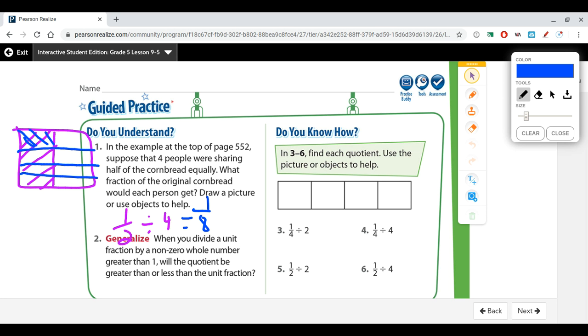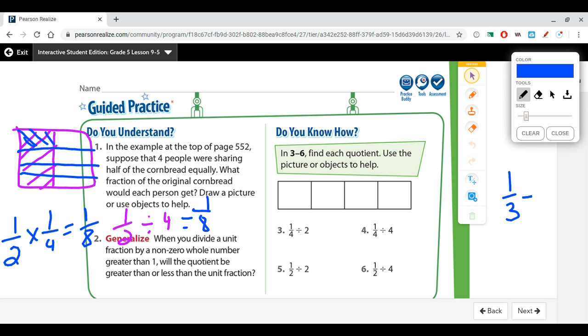When I look at this using the keep, change, flip, the 1/2 stays the same. I change the division symbol to multiplication, and I flip the 4 to become 1/4. And when I do that, I end up getting 1/8. All right, so if we take a look at number 2, it says when you divide a unit fraction, so when I divide 1/2 by a non-zero whole number, will the quotient, my answer, be greater than or less than the unit fraction? Well, let's take a look. Is 1/8 less than 1/2? Yes, it is. Was 1/6, right?